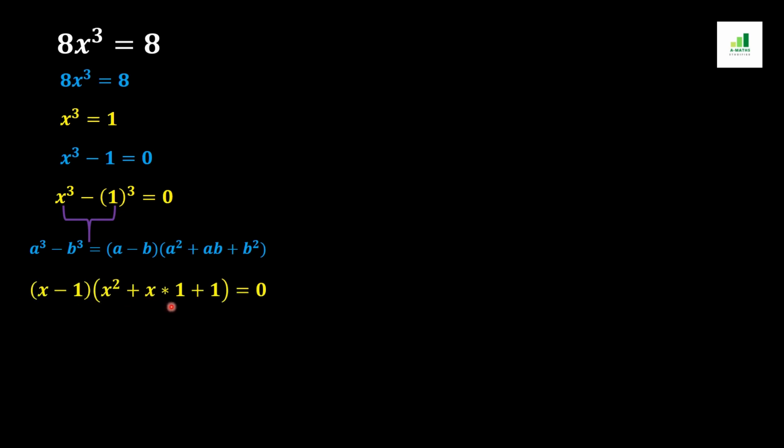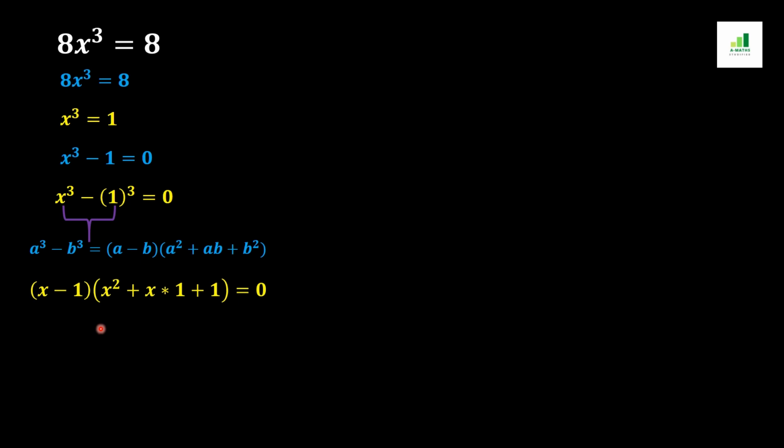into x square plus x into 1 plus 1, because this a will be replaced with x and this b will be replaced with 1. We get x minus 1 in the first bracket, and this a will be replaced with x and we should get x square, plus sign is the same as before. This a will be replaced with x, this b with 1, and this b with 1, and after squaring this one will be converted into 1.